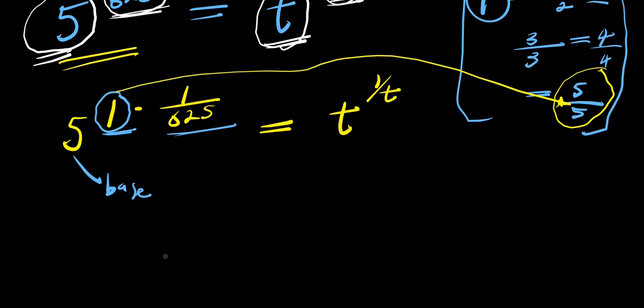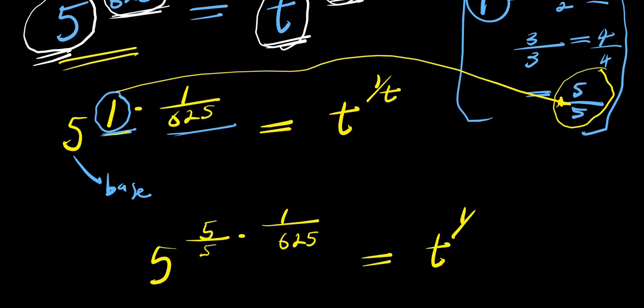So I have 5 to the power of 5 over 5, which is the same thing as 1, times 1 divided by 65. And this equals t to the power of 1 over t.